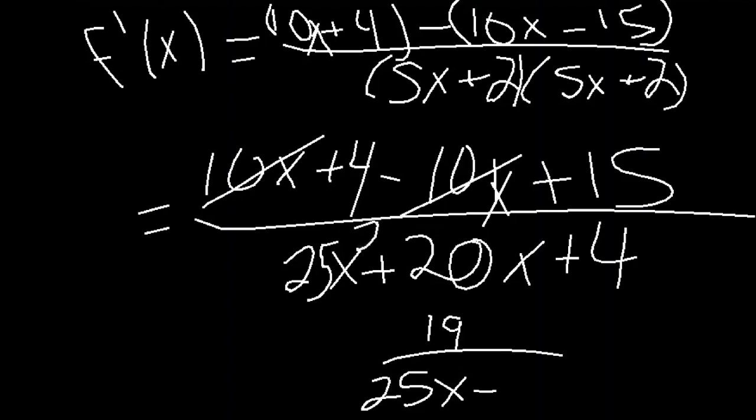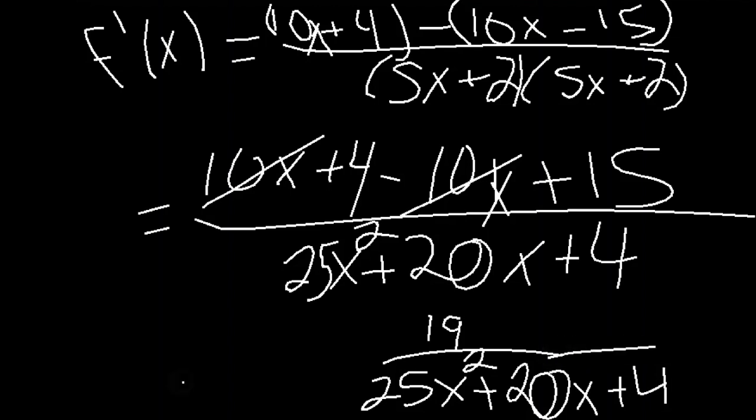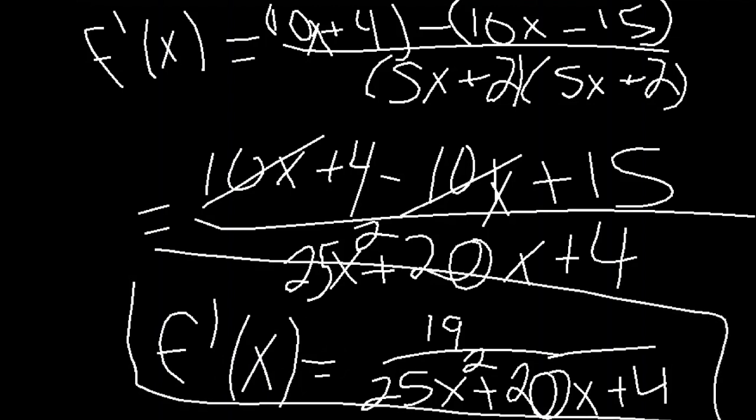Oh, another mistake, I apologize, it's 10x. It's 25x squared plus 20x plus 4. Oops. Let's make sure, yep. F prime of x is equal to this. When you fully distribute everything and simplify everything, that is your final answer.